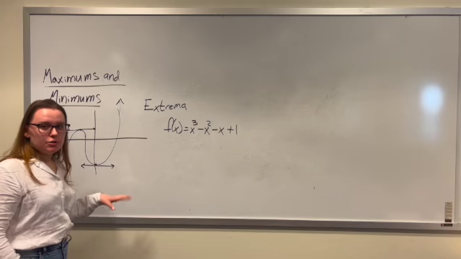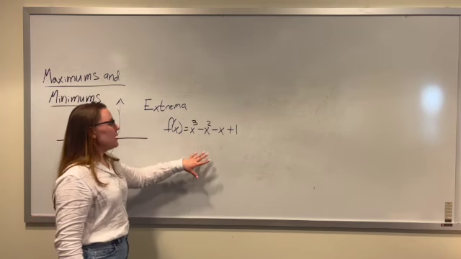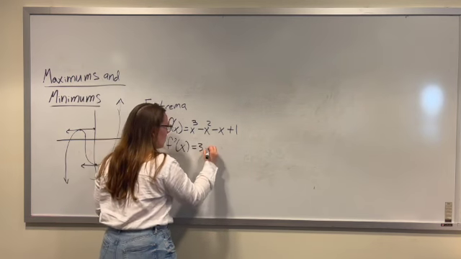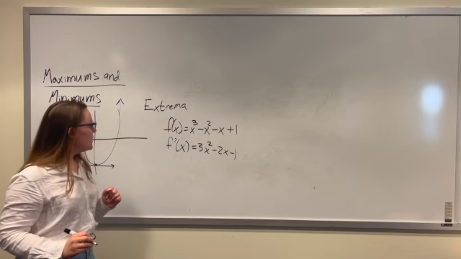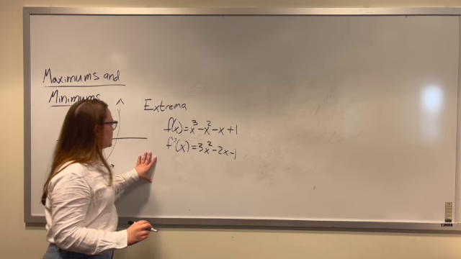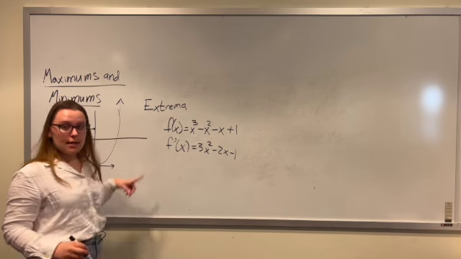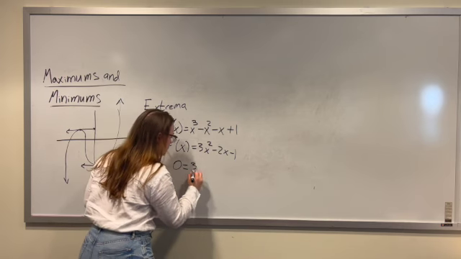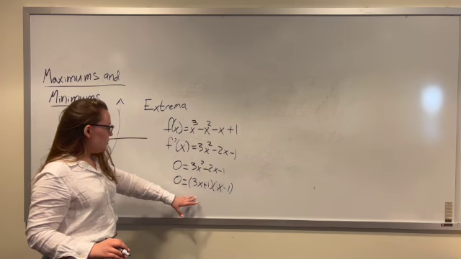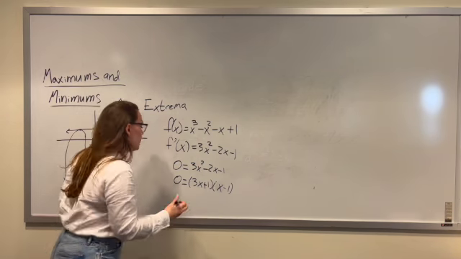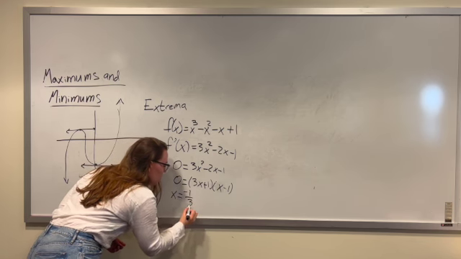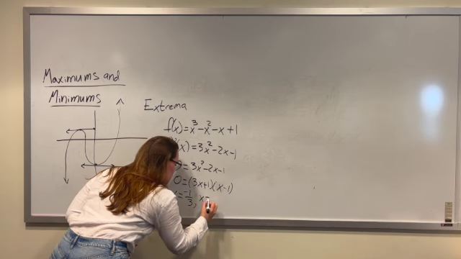So to find the relative extrema of this function, f of x is equal to x cubed minus x squared minus x plus 1, we first want to find the derivative. And our derivative here is 3x squared minus 2x minus 1. To find the extrema, we are going to set this equal to 0 because that is when the slope is equal to 0. Factoring this out, we get 0 is equal to (3x plus 1) times (x minus 1). Therefore, x is equal to negative 1/3 and x is equal to 1.